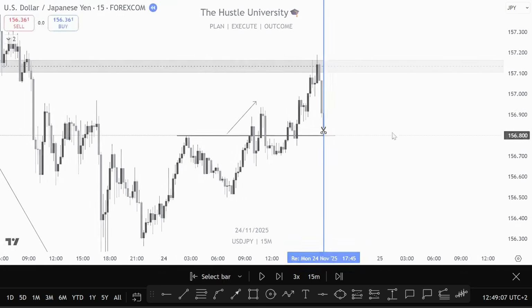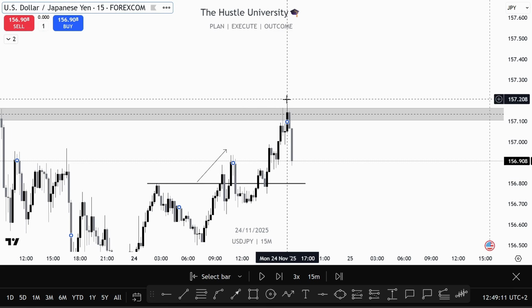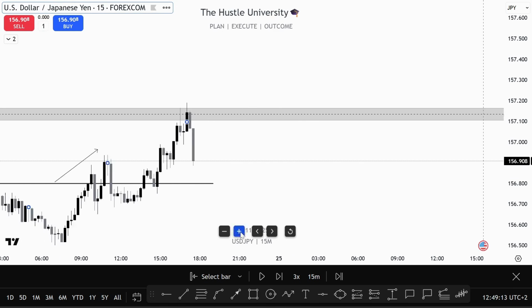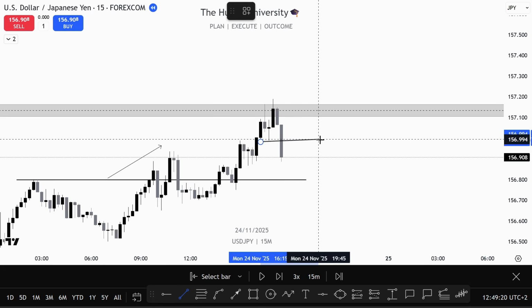Before this candle was made, you see price made a higher low over here, and this price went to the upside. As price was building structure going to the upside, price made a higher low, made a higher high. This higher low was broken. Price broke below this higher low.